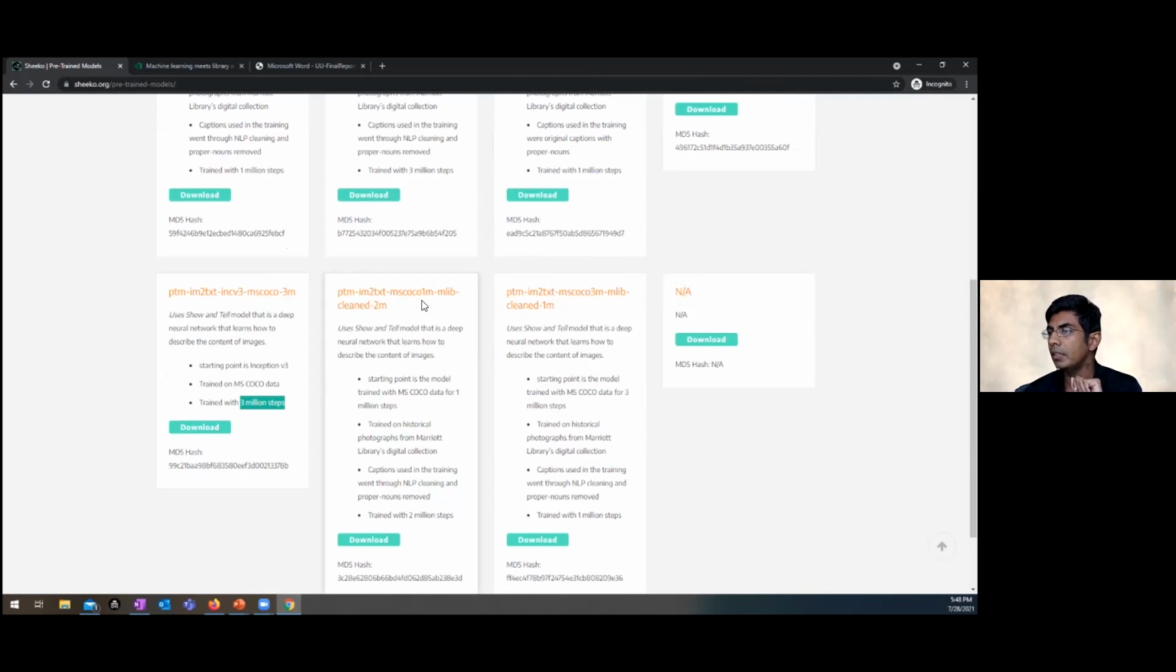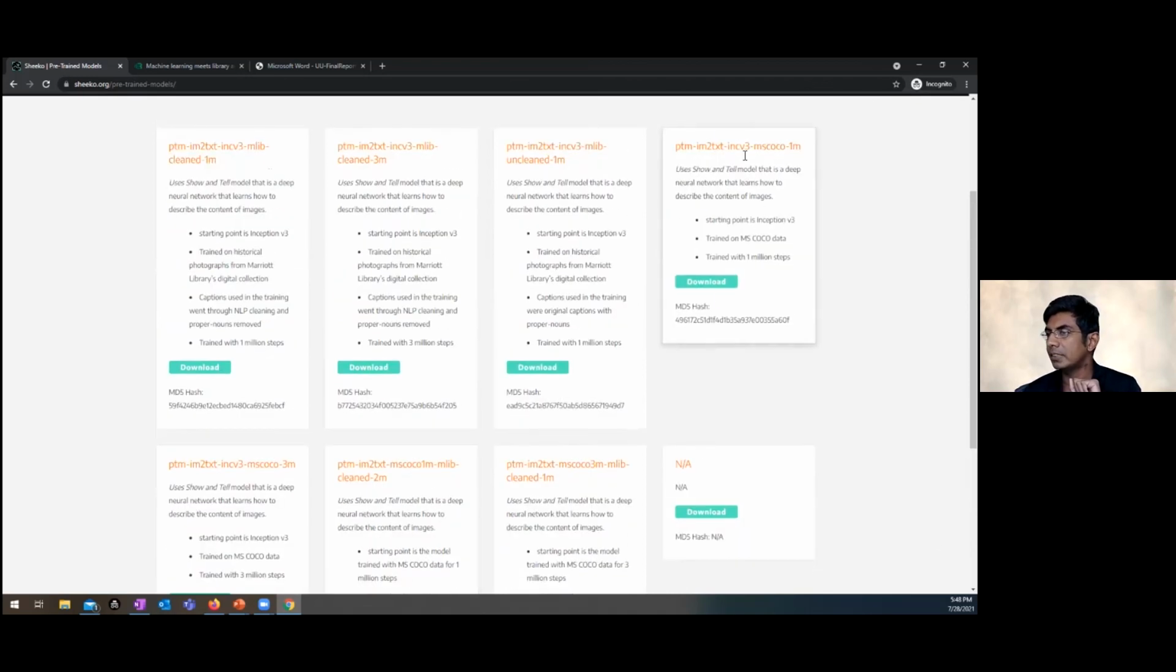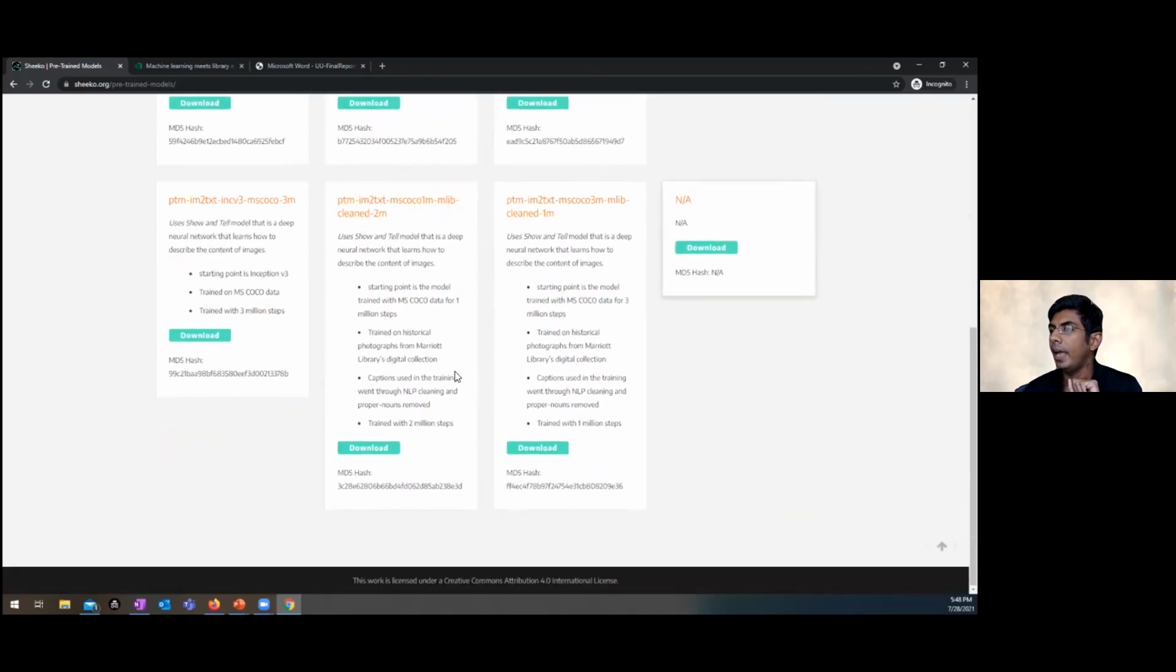And in this one, the starting point is the model that's trained with MS COCO data for 1 million steps. So we use this particular model as the starting point and then further trained it with library digital collections with cleaned metadata for 2 million steps. And here again, with clean metadata for 1 million steps.